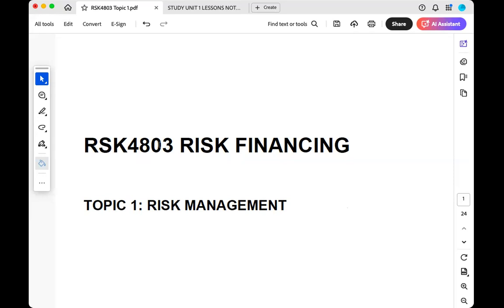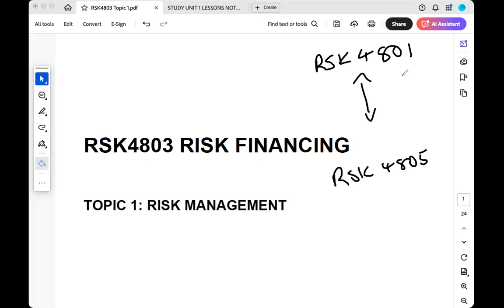As you remember, we said that if you have been going through the other classes, like for RSK 4801, 4805, 4802, and so forth, for the UNISA postgrad modules, we essentially have five. We have five RSK modules, which start from RSK 4801, 02, 03, and 04 up to 05. So there are five RSK modules.